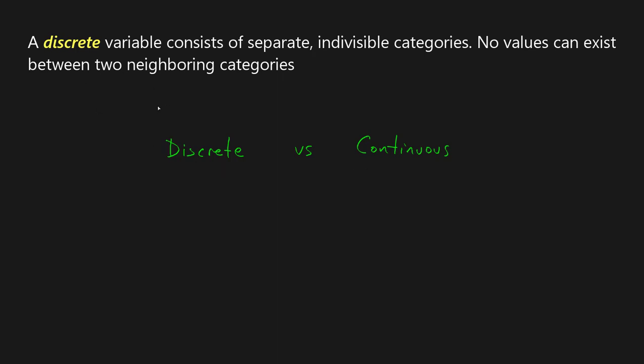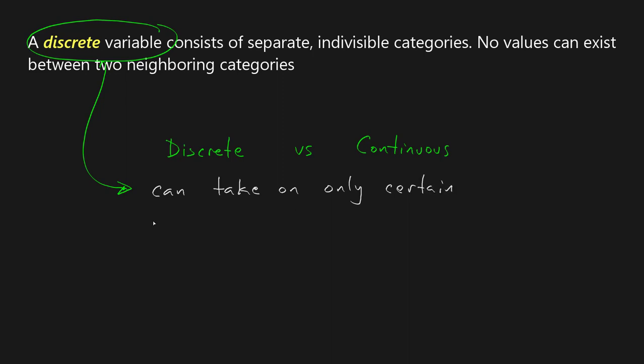Now, the textbook definition of discrete data, or a discrete variable, is very straightforward. It says a discrete variable consists of separate, indivisible categories, and no values can exist between two neighboring categories. Another way of saying this would be to say that discrete data, or a discrete variable, can take on only certain values within an interval.